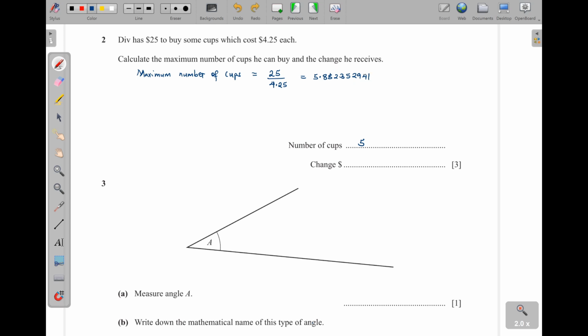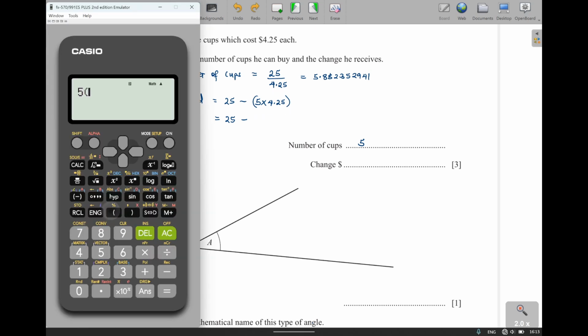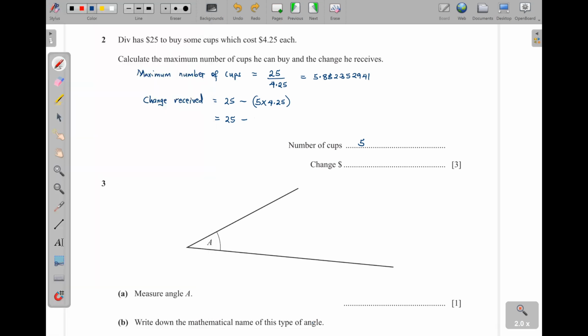So to get the change that they receive, change received is going to be the $25, then minus 5 times the 4.25, because each cup costs 4.25, and if you have bought 5, then what do you get? So we have here 25, then minus, what do we get here? 5 into 4.25, that is 21.25.